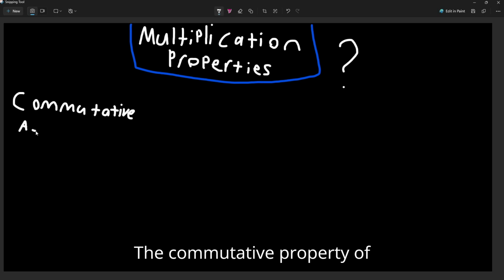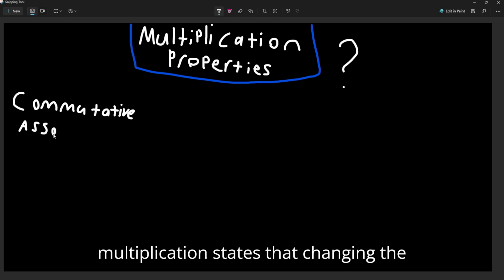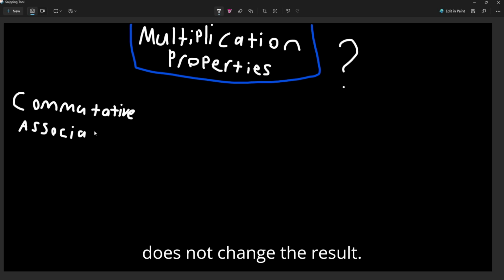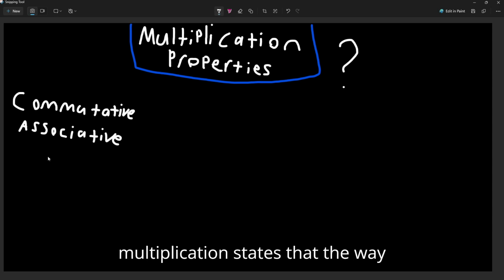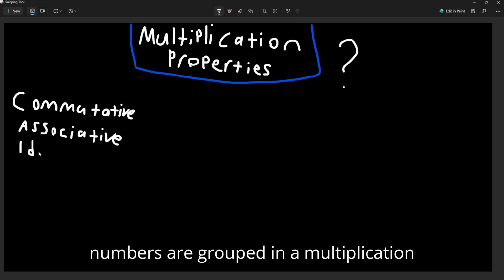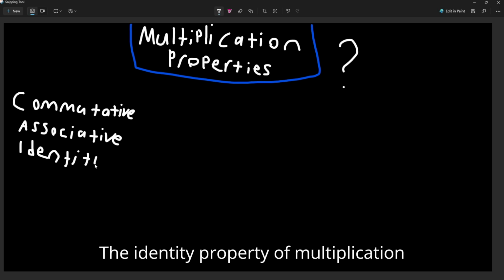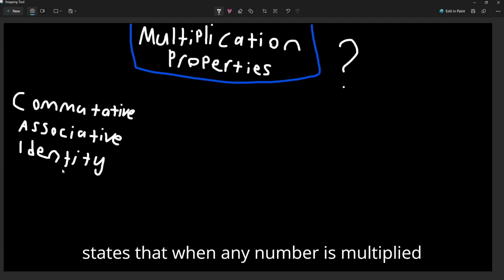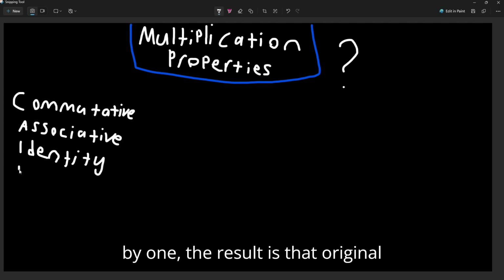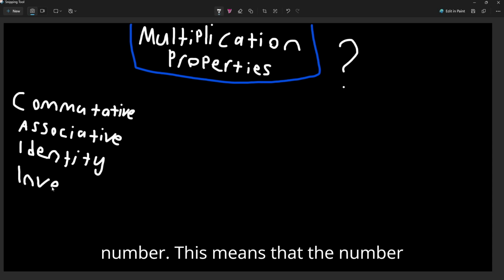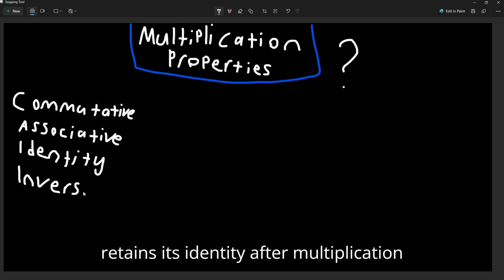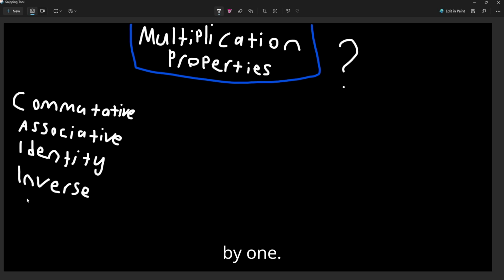The commutative property of multiplication states that changing the order of the numbers being multiplied does not change the result. The associative property of multiplication states that the way numbers are grouped in a multiplication problem does not change the product. The identity property of multiplication states that when any number is multiplied by 1, the result is that original number. This means that the number retains its identity after multiplication by 1.